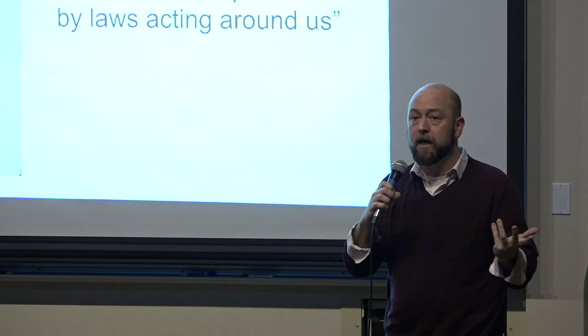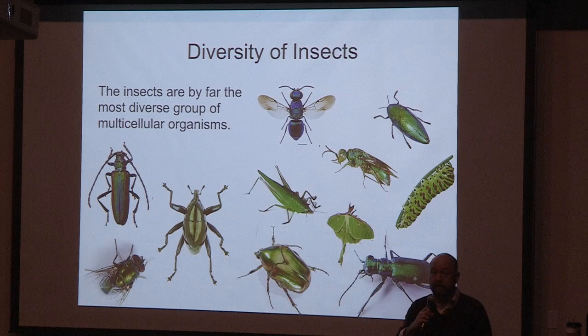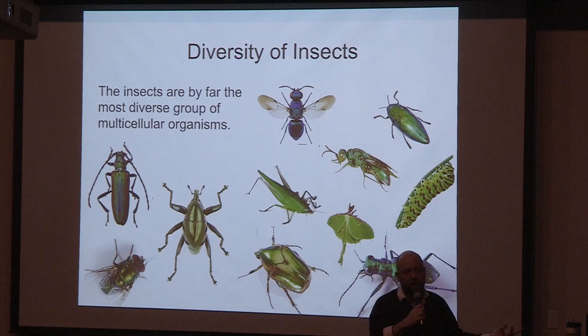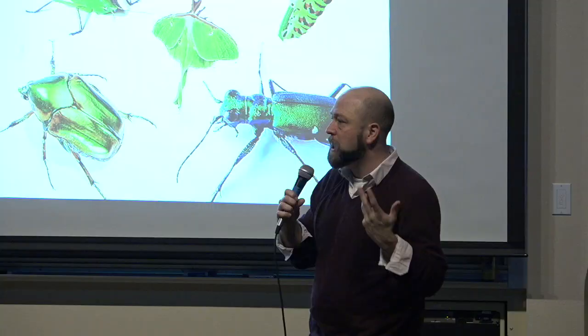And as I mentioned, one of the really big questions that evolutionary biologists are interested in, that I'm interested in, is trying to understand why there are lots and lots of some kinds of things and not very many of others. And the things that I'm especially interested in are plants and insects, which together are the most diverse organisms on Earth. When I say the most diverse, I mean there's the most kinds, the most species of those.